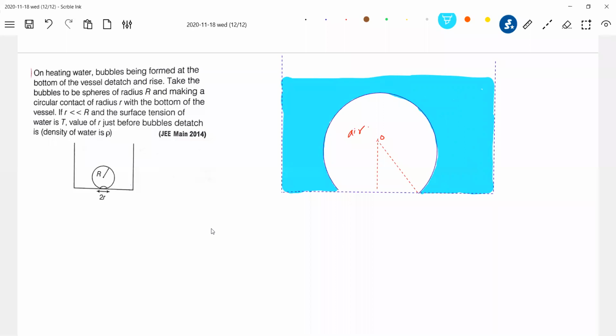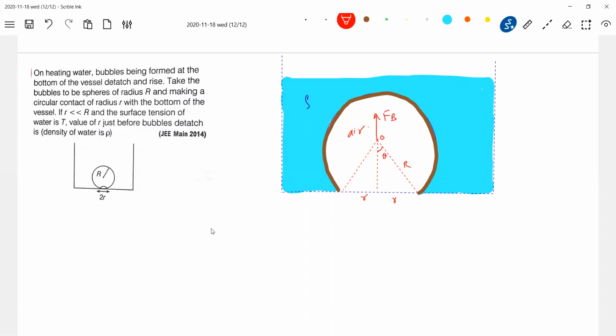Fine. The density of water is rho. I brought my own diagram. Let's get into the forces. Buoyant force will definitely act vertically up. This is the bubble surface, an air bubble. The buoyant force acts vertically up.